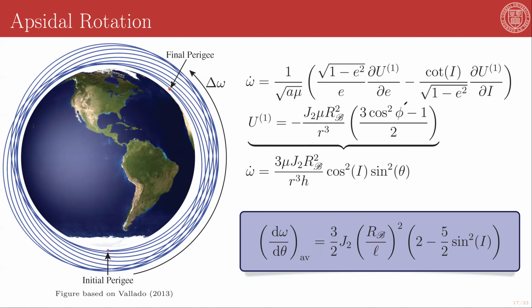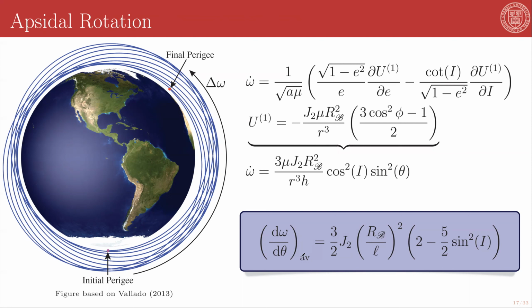Here's once again our perturbing potential. It is an explicit function of i only via this phi term. And so we take the partial derivative, crunch through all the values, and we get omega dot is equal to 3 mu J2 times the equatorial radius of the body squared over the orbital radius cubed times the specific angular momentum magnitude times cosine squared of the inclination sine squared of the argument of latitude.